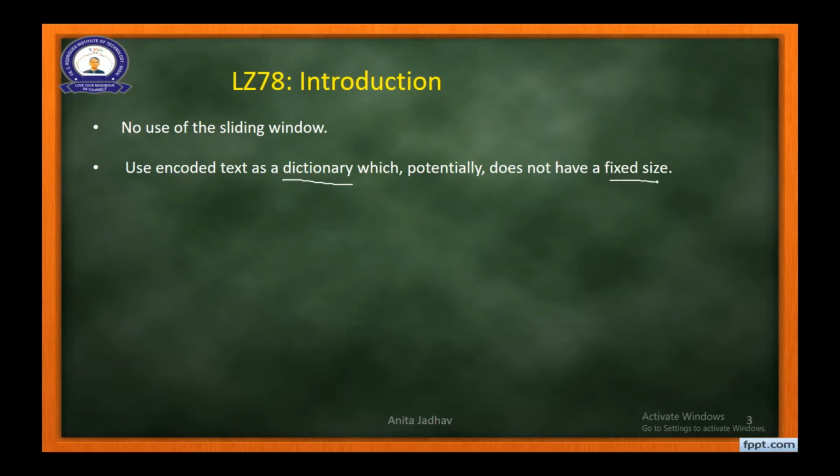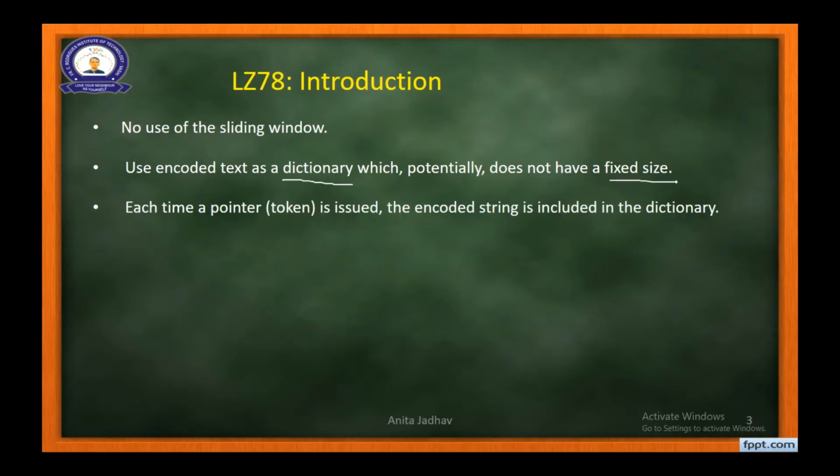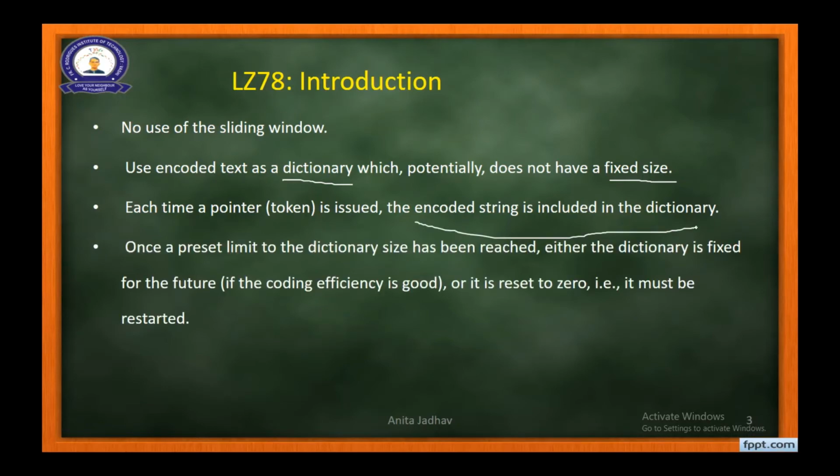That means the dictionary will not have a fixed size. Each time a pointer or token is issued, each time you put a value on the output, the encoded string is included in the dictionary. Once a preset limit to the dictionary size has been reached, either the dictionary is fixed for the future or it is reset to 0. That means it must be restarted.